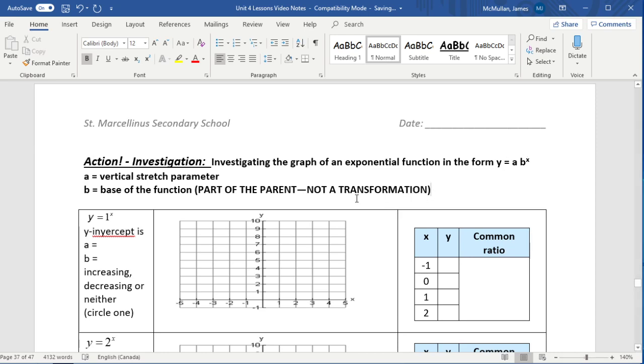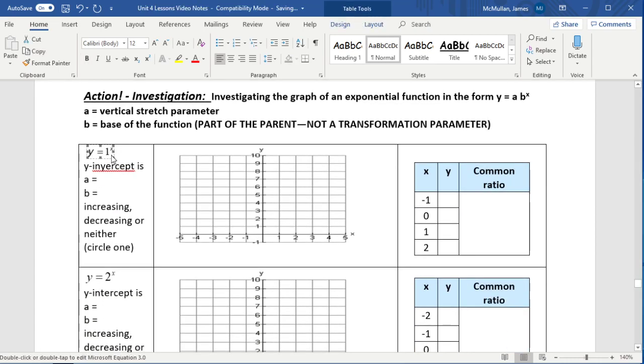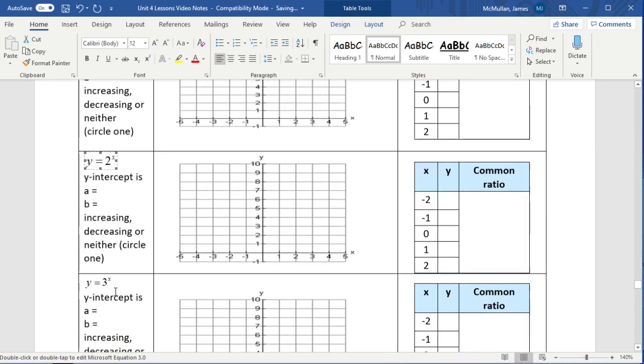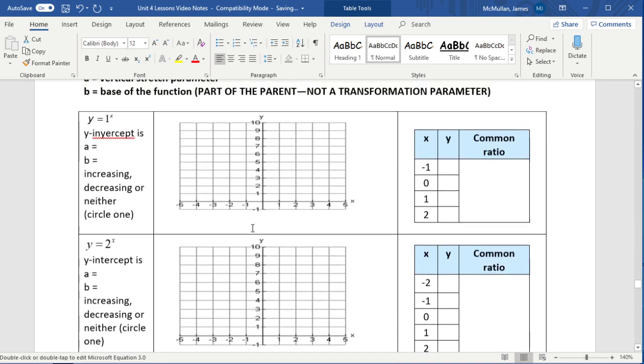Remember the transformation parameters were a, k, d, and c. So a is a transformation parameter, and it is here. b is not a transformation parameter. It is part of the parent. So this first function has a different parent than this one, and a different one than that one.